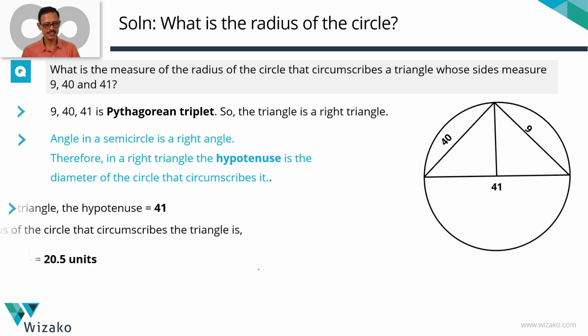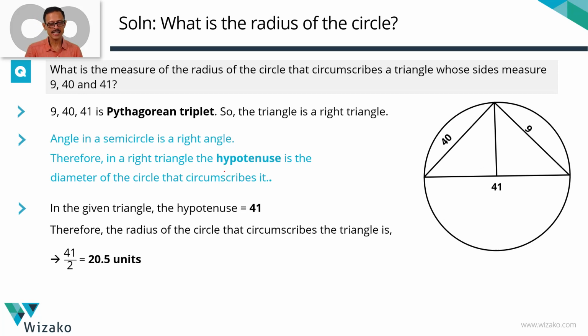Here is the entire thing in a printed form. We deduce that in a right triangle, the hypotenuse is the diameter of the circle that circumscribes it. Diameter equals hypotenuse equals 41, so radius is equal to 41 upon 2 or 20.5 units. Choice D is the answer to this question.